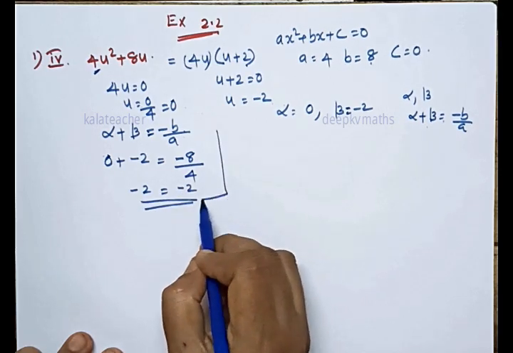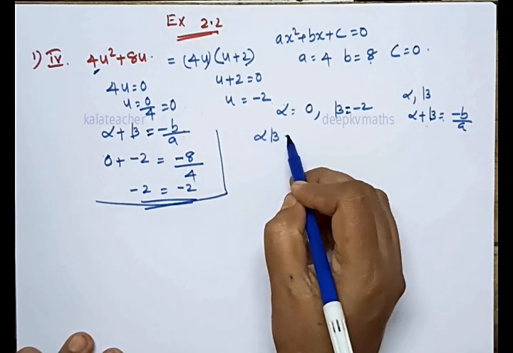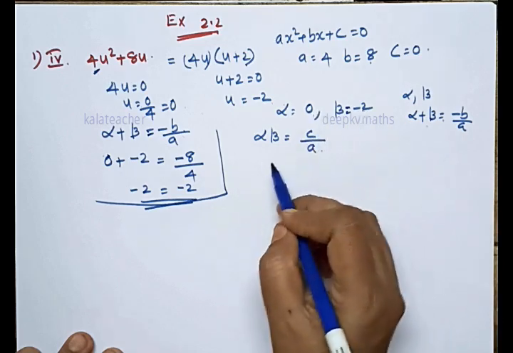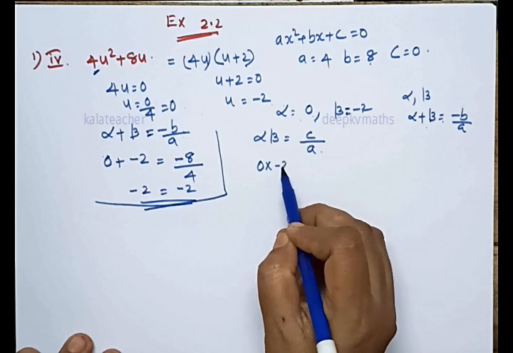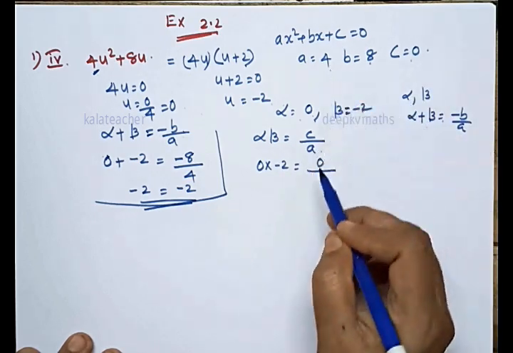And so alpha plus beta equals minus b by a is verified. Next, alpha beta. Alpha beta is equal to c by a. Alpha beta is 0 into minus 2. The value of alpha is 0, and 0 into minus 2 is equal to c by a, where c is 0 and a is 4.